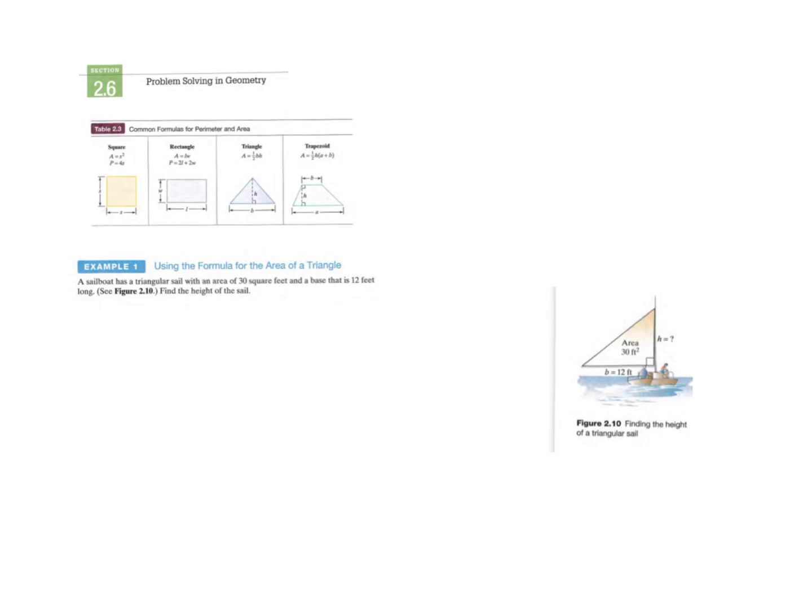So we're going to look at problem solving in geometry. We're going to go back to your geometry lessons and look at these formulas. There are 4 of them that are given to you: square, rectangle, triangle, and trapezoid. In this case, we have an example where we want to find the area of a triangle. The area of a triangle formula is A equals 1/2 base times height.